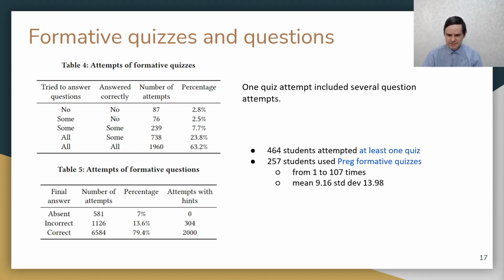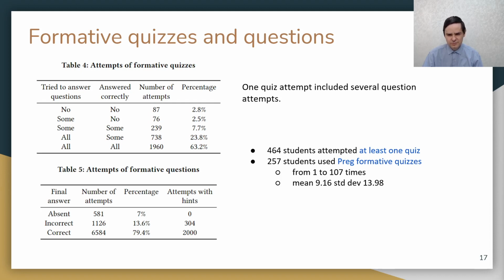In 7% of attempts, students didn't try to answer questions at all. They simply hit the finish the quiz button to read the teacher-defined feedback. However, in more than 10% of the attempts, students didn't reach the correct answer even having access to hints that would eventually lead to it. And 1/3 of those students tried to use the hints.